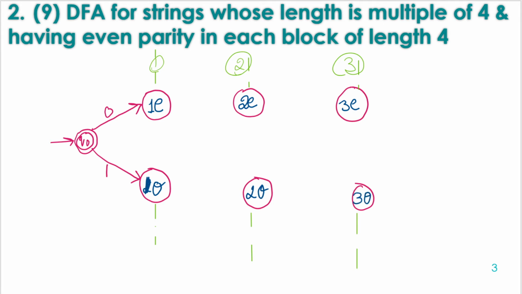So if we are getting the third input symbol, then we must be at one of these states. If we are getting the second input symbol, then we must be at one of these states. So we have to work accordingly. Now completing the transition of these states, on receiving a 0 at Q0, at this 1E, now we have to complete these states.